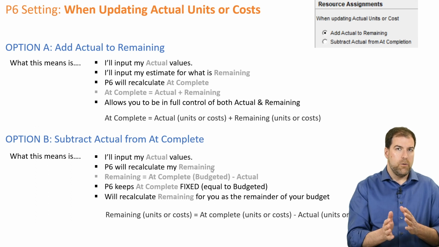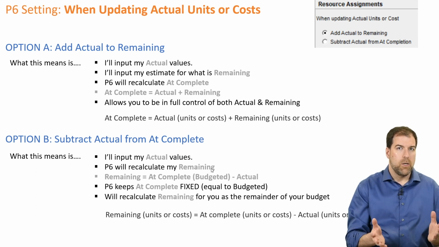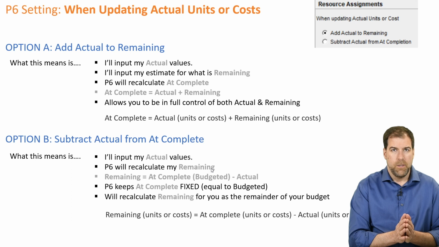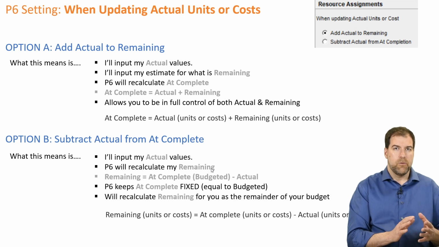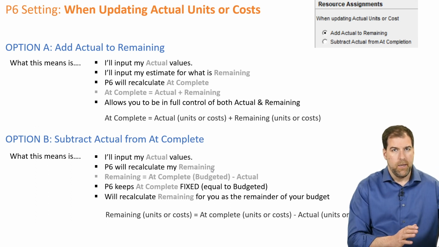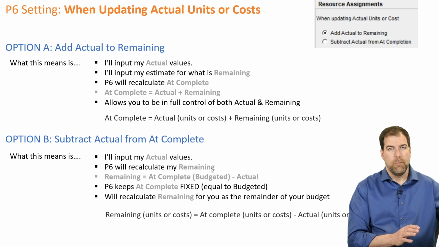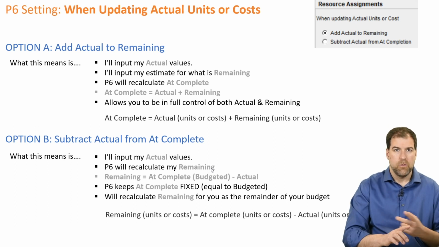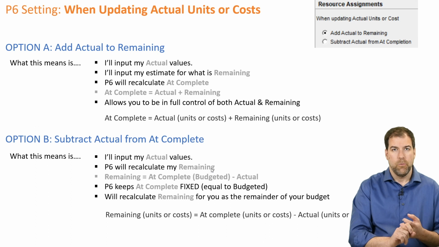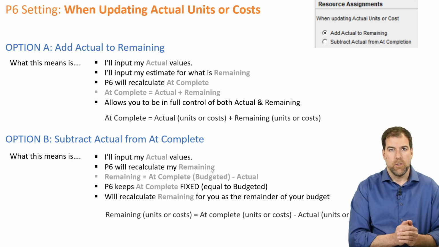So if I were you and you were about to attempt a large project in P6, I would opt for better control. I would opt for option A in this case. Add actual to remaining, manually input actuals, manually re-estimate your remaining work during the execution of those activities. That's what this setting is all about. I hope I dissected it well for you.